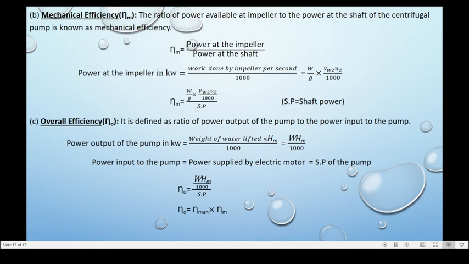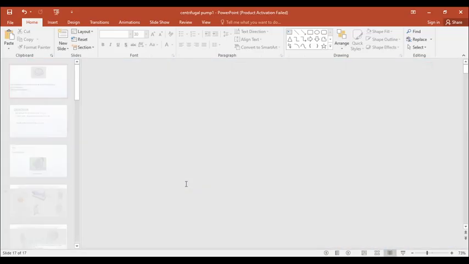So this ends the centrifugal pump. In the next class you will see the work done by the centrifugal pump. Thank you.